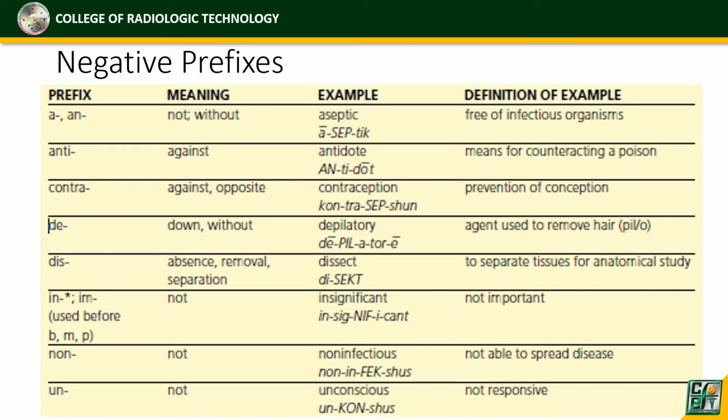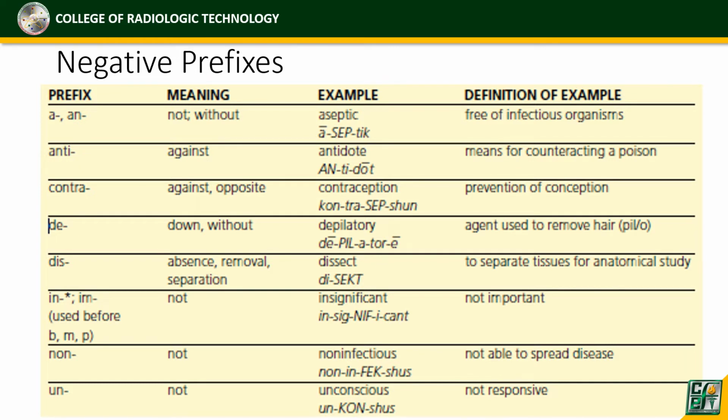Now we have the negative prefixes. We begin with the prefix a and an, which means not or without. Example is aseptic, which means free of infectious organisms. Next we have anti, which means against, with the example antidote, which means counteracting a poison. Anti means against.